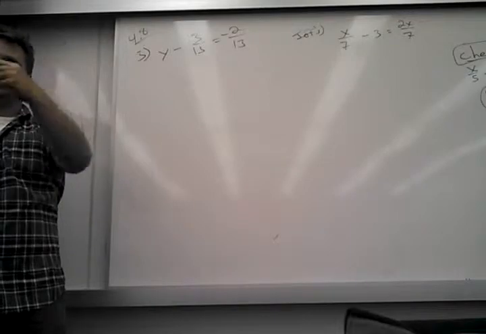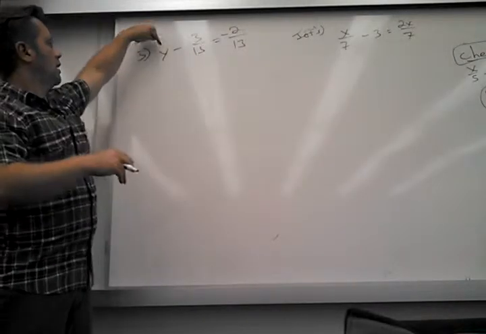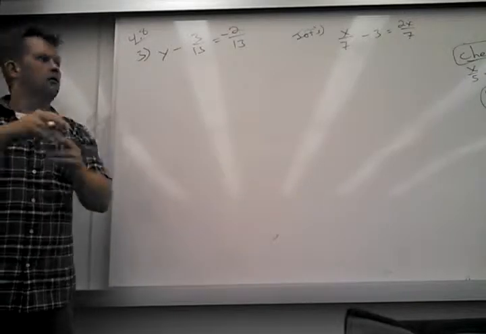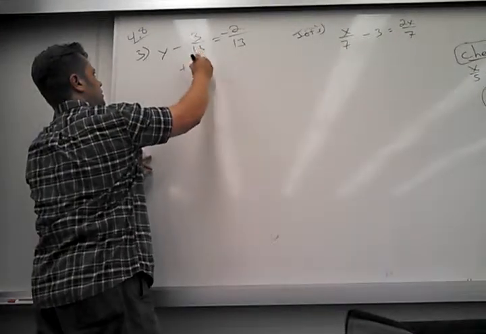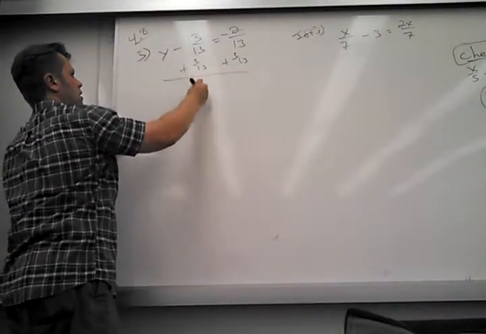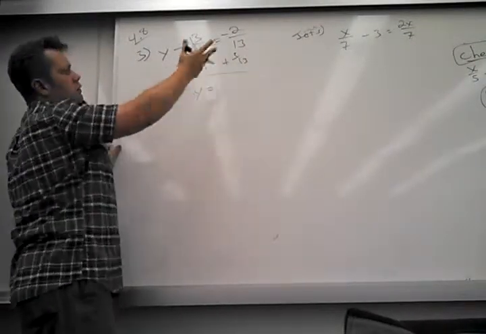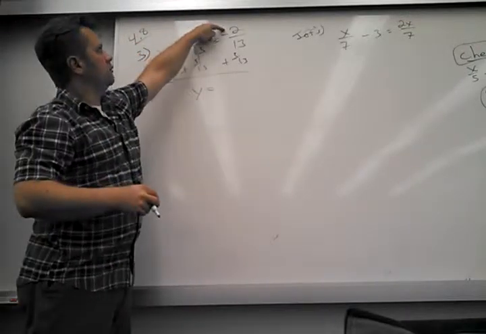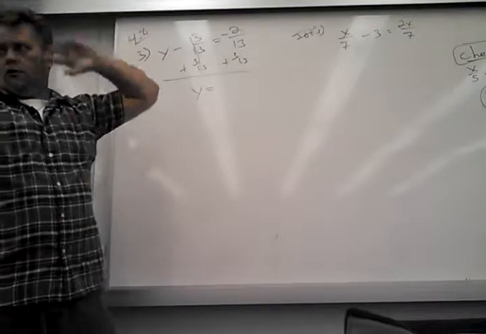There's no reason to multiply by the LCD and then make this not a Y anymore. It'd be 13Y. Then you're getting further away from being done. So if I just add 3/13, I'm done. So here I get Y equals, and of course it's really nice that they already have a common denominator. What's negative 2/13 plus 3/13? 1/13.